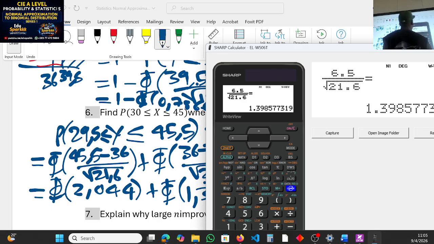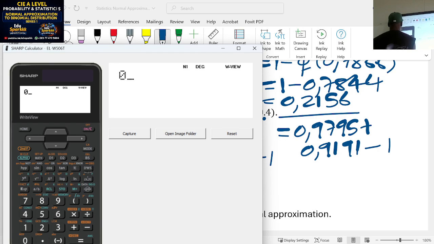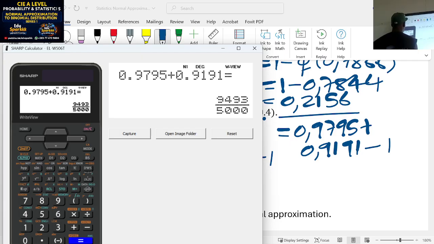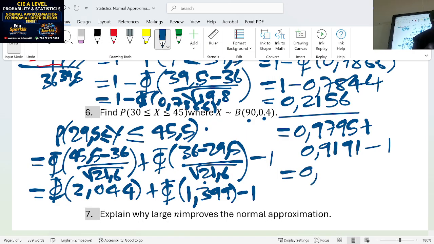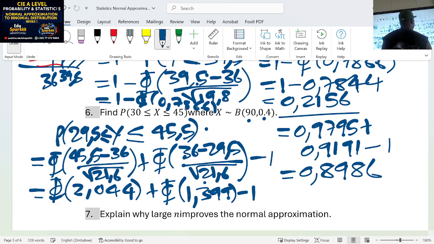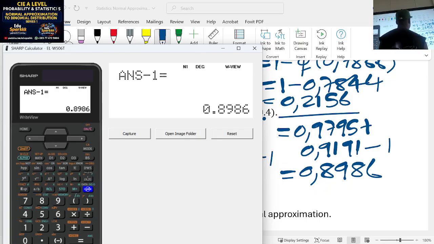Now we can pick our calculator to do the computation of the probability. This is going to be 0.9795 plus 0.9191. When we check the result, it gives us this. Then we subtract 1 from the result. Our probability is actually, let's check, 0.8986. So our final answer is 0.8986, I think. That's it.